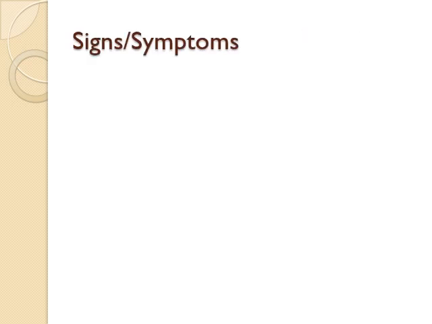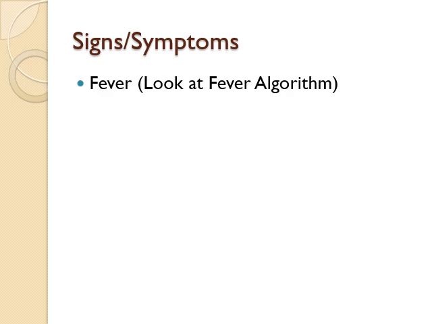So looking at your general signs and symptoms, one of the big things obviously is fever. Look at the algorithm in the book to guide you with fever. You look at the difference between a high grade and low grade fever. Low grade is anything below 102. A high grade is anything greater than or equal to 102. Obviously, if you're looking at 104 degrees, that can cause cell death and brain damage.